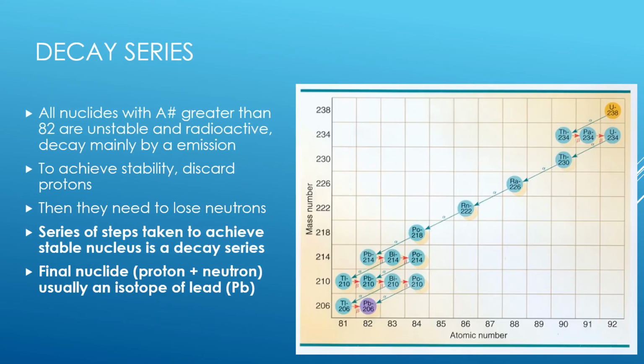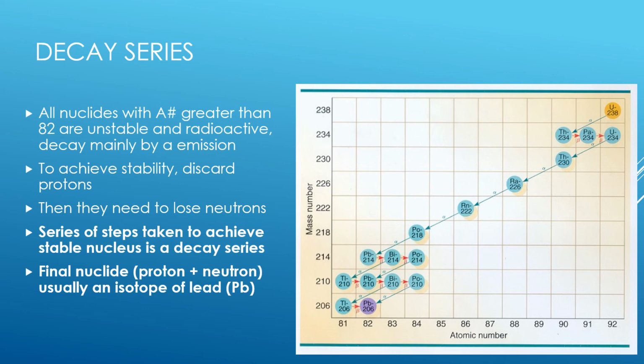Next up, we have decay series. So earlier we mentioned that any nucleus with an atomic number greater than 82 is unstable and radioactive, and it will decay. It will spontaneously start to give off these radioactive particles, alpha, beta, gamma, in order to become more stable. So to achieve stability, a nucleus has to discard protons. It also has to lose neutrons. So here's what I'd like for you to write down for decay series. It's a series of steps taken to achieve a stable nucleus.